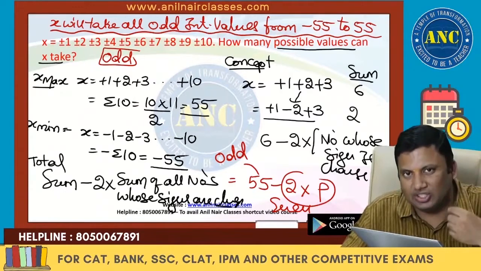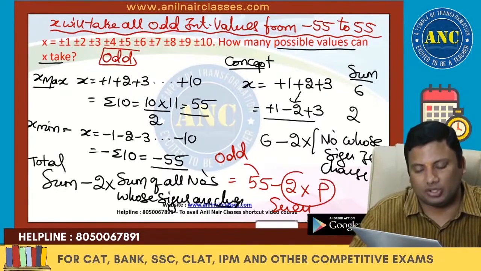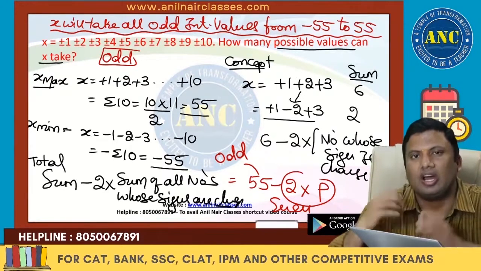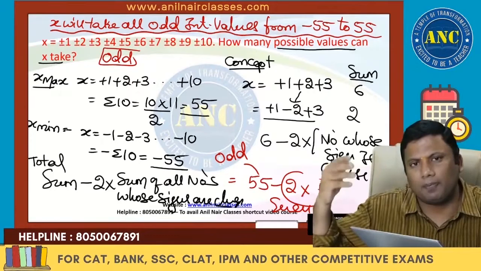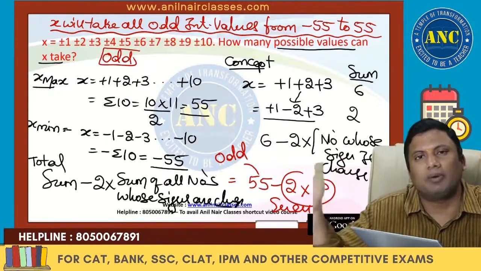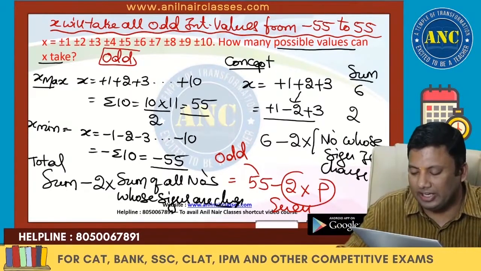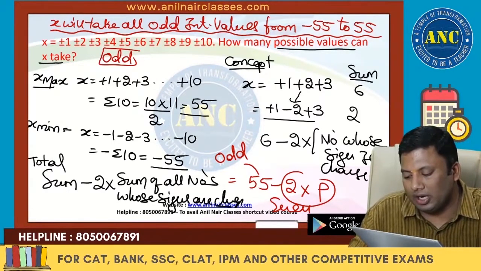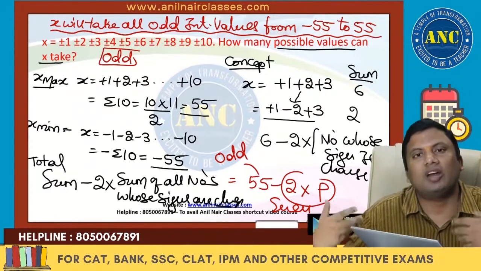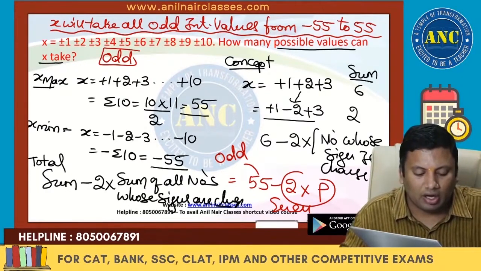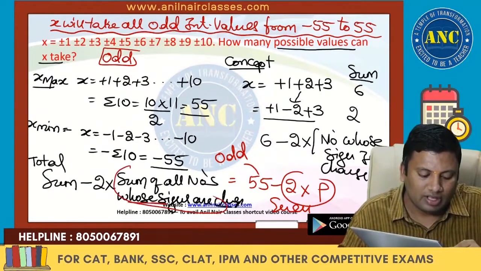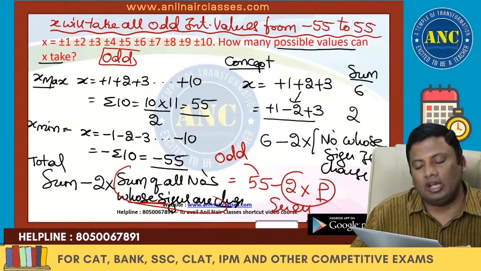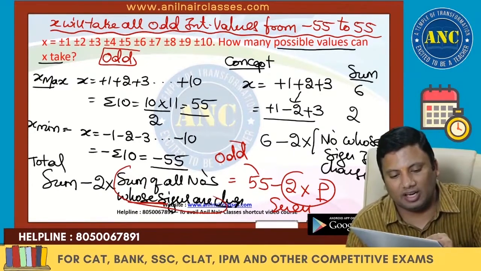If the sign is changed, if 2 becomes minus 2, the net effect will be double the value whose sign is changed. If 3 becomes minus 3, the drop is 6 only, right? If 4 becomes minus 4, the drop is 8 only, right? If more than one number's sign is changed, add all the numbers and put it as 2 into this value, which I am calling P. 55 is an odd number, 2 into any number is even, and odd minus even is odd.